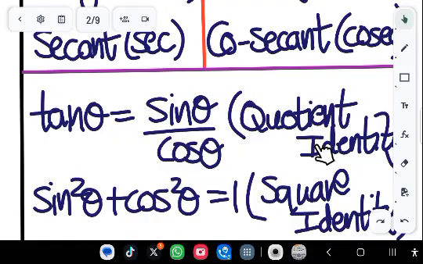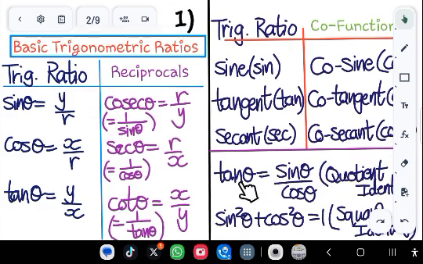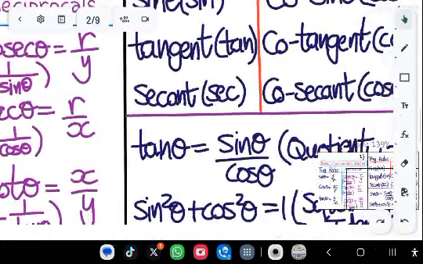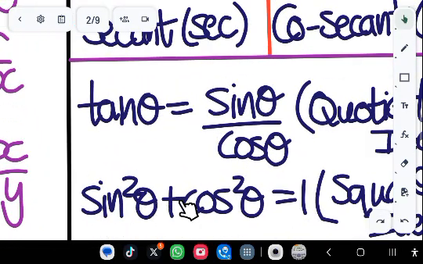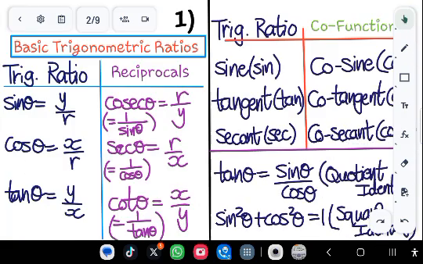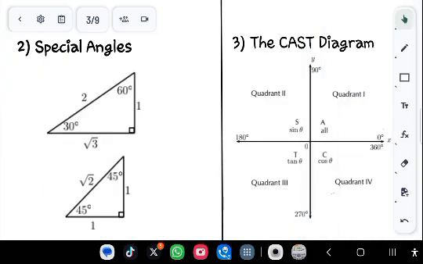The first one is what we call the quotient identity. In other words, your tangent of theta can be expressed as sine over cos. And then you've got the square identity, which is simply that the square of sine plus the square of cos for that same angle is equal to 1. Now you can use your calculator to figure it out for yourself, but you will find out that these are true, and have been held true for a long time.